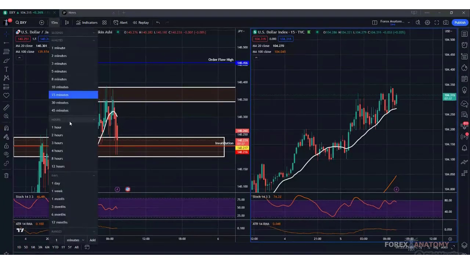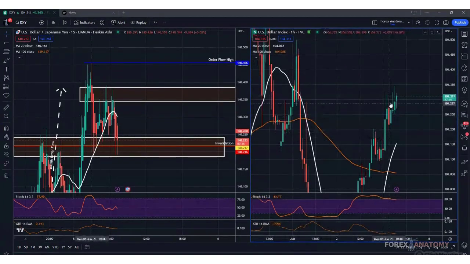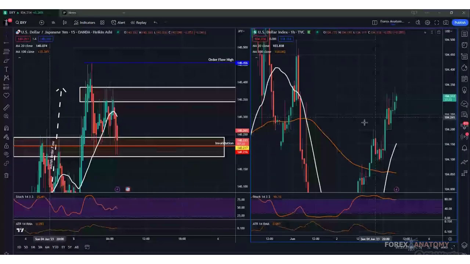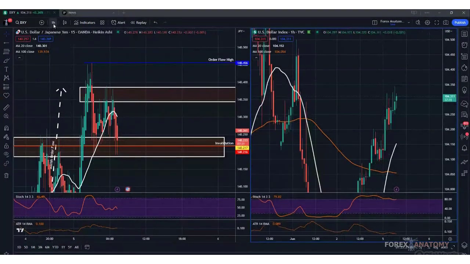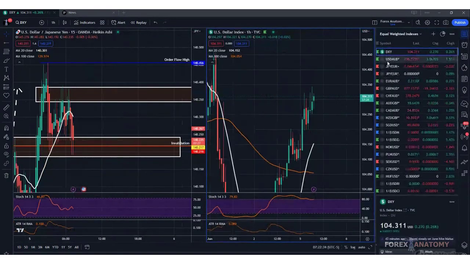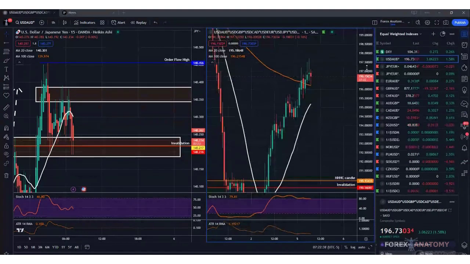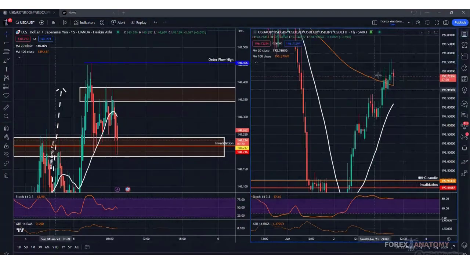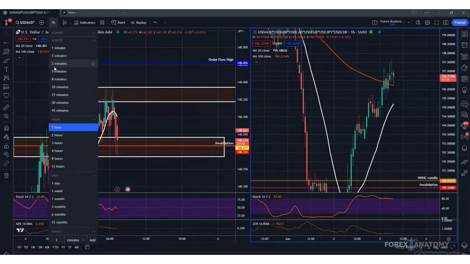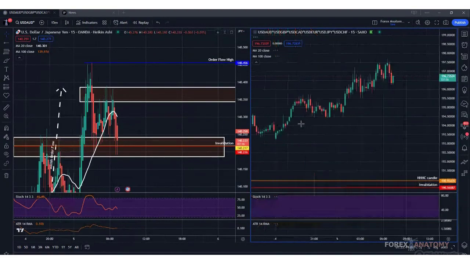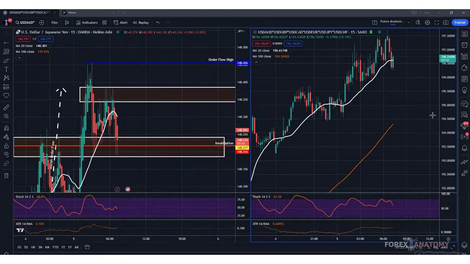So it could be a little bit different, but it's definitely still bullish. Seems like it's in the middle of an impulse. This is the Dixie, the equally weighted US dollar index, and we see that it's almost in a correction. It's forming a correction. So this pullback could be a little bit deeper.